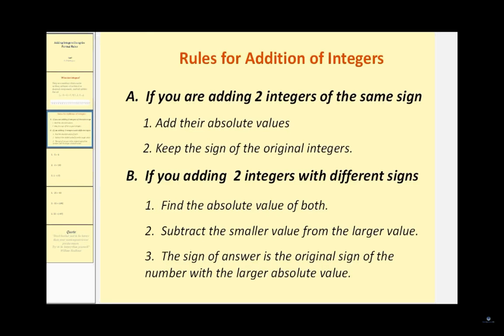When adding 2 integers, it'll fall into one of 2 conditions. Either we're adding 2 integers with the same sign, or we're adding 2 integers with different signs. If we're adding integers with the same sign, we add the absolute values of the numbers and then keep the sign of the original integers. However, if we're adding 2 integers with different signs, we take the absolute value of both, we subtract the smaller value from the larger value, and then the sign of the answer is the original sign of the number with the larger absolute value. So let's go ahead and see how this works out.